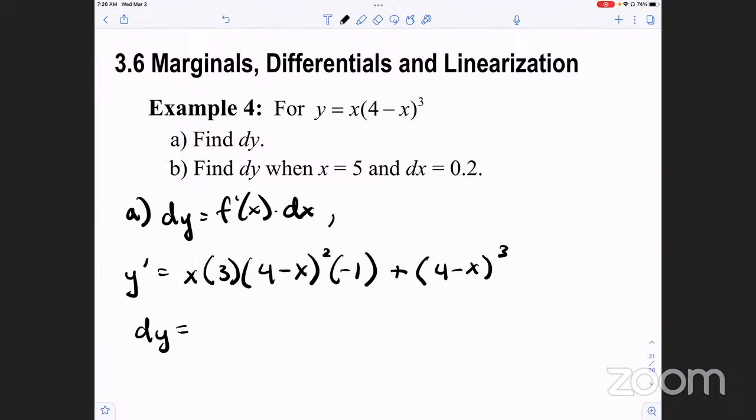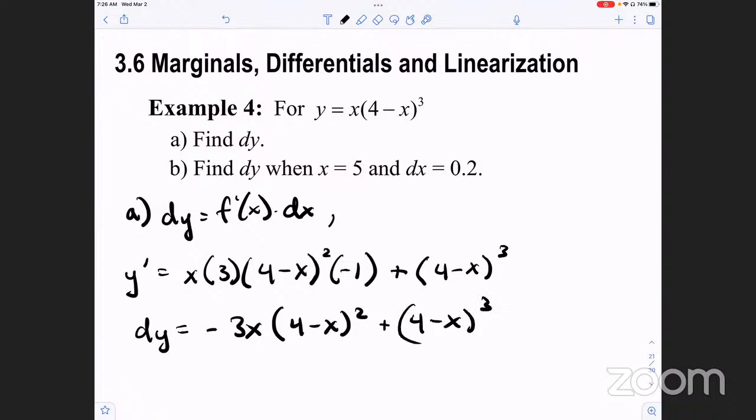I'm not going to expand it. We could expand it, I'm just not going to do it right now. Minus, so that's going to be what? A negative 3x times 4 minus x squared plus 4 minus x cubed, right?